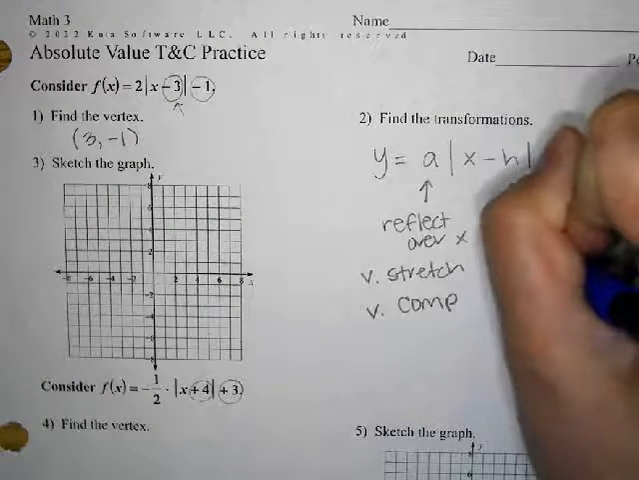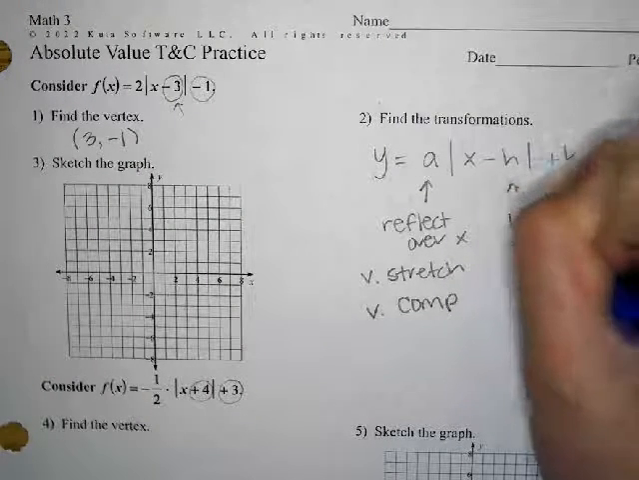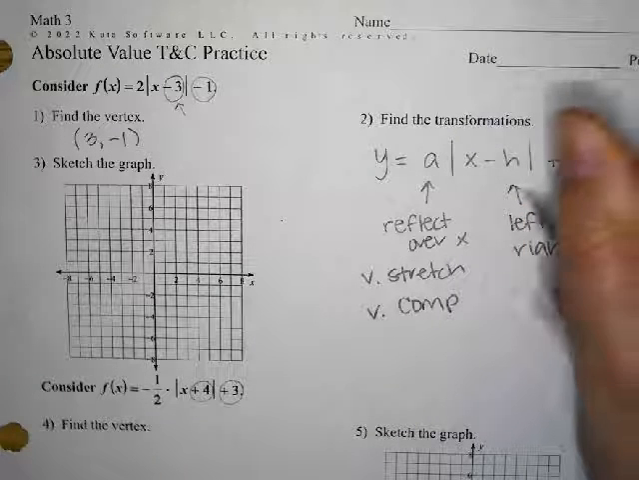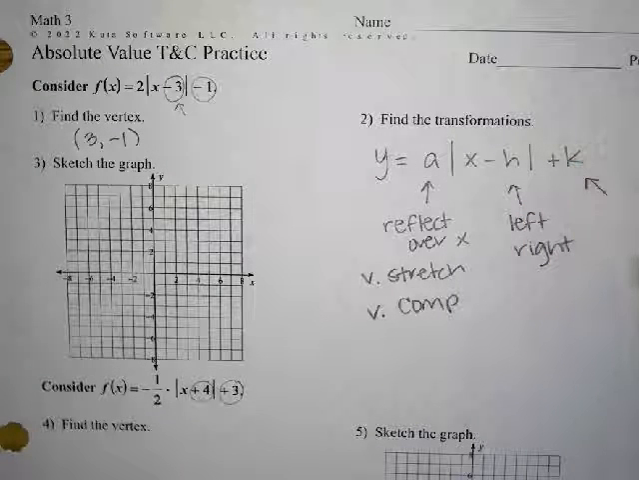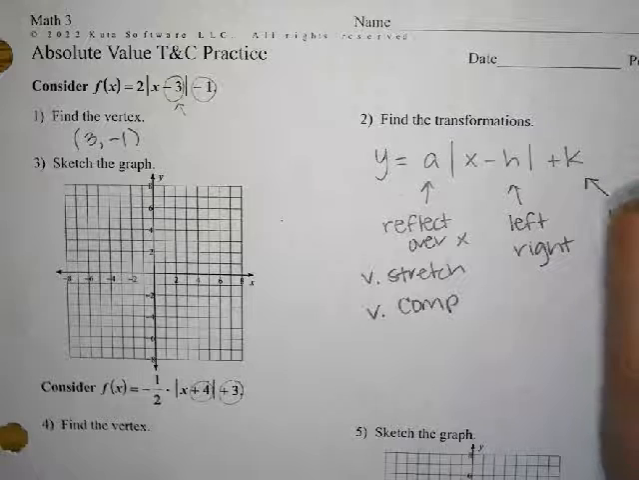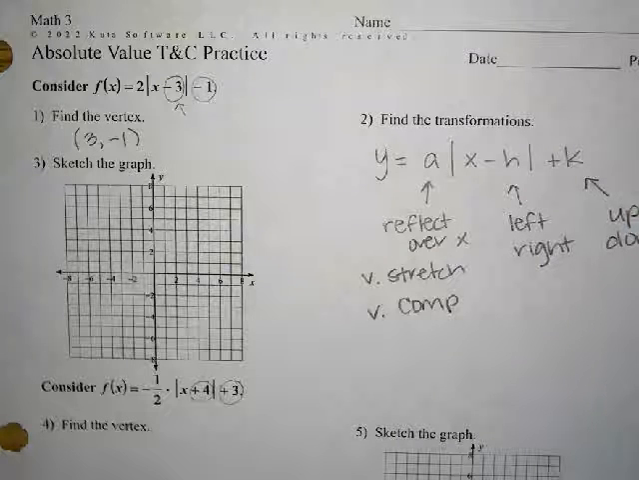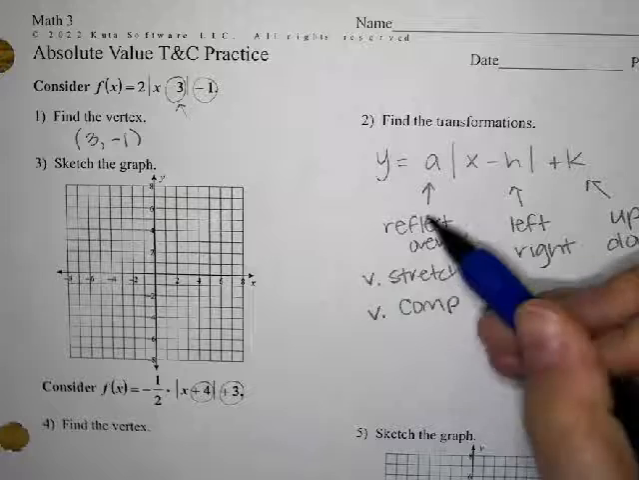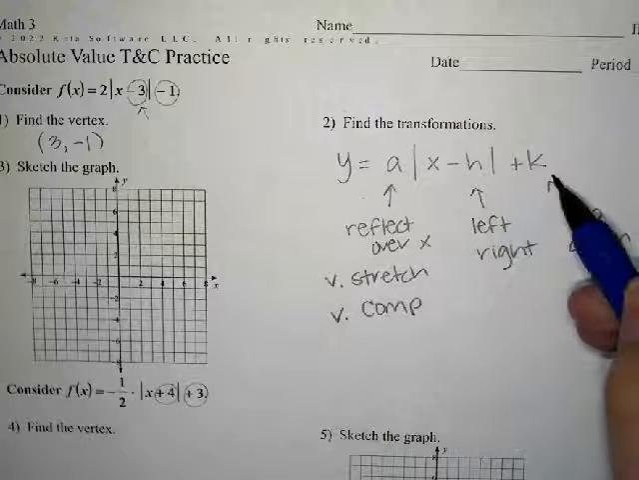From the inside, you can see if the graph moved to the left or to the right. So it's one or the other, so that's only one thing you can see. And then the number on the end tells you if the graph moved up or down. So again, that's only one thing you can see. So 3 things you can see from the front number, 1 thing you can see from this inside number, 1 thing you can see from this end number.